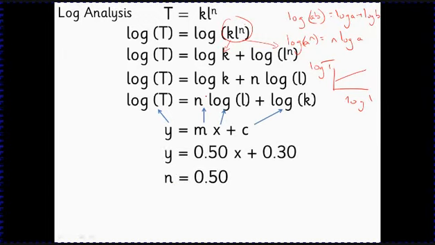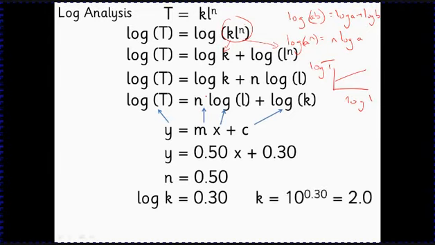Okay, so n is easy, it's just written there as the gradient of the graph. The bit where sometimes people go wrong is that 0.3 isn't k. It's log k equals 0.3, so you have to go k equals 10 to the power 0.3, which was 2. So the equation linking the period to the length of a pendulum is t equals 2.0 L to the 0.5.